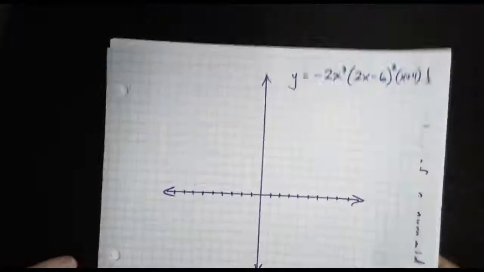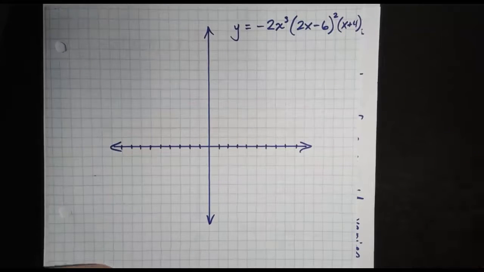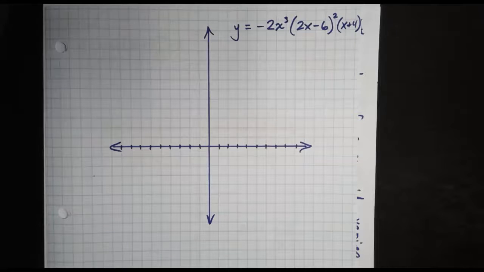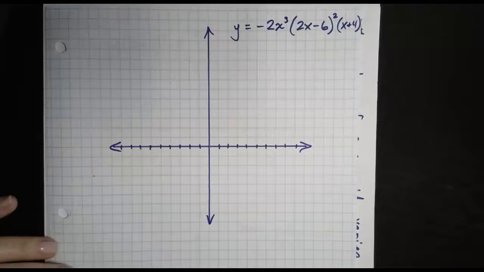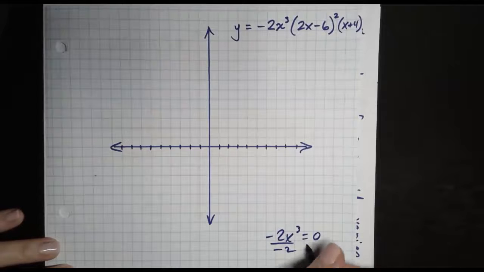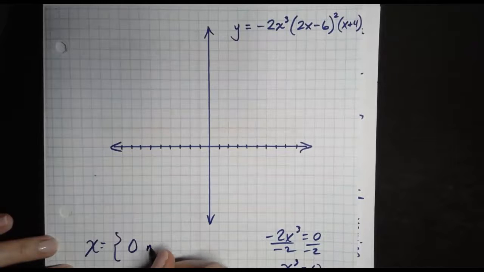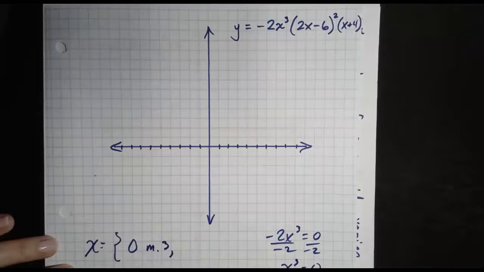Next, we're graphing. So here we've got a factored function. Hooray, it's already factored for you. Let's just very simply, not a lot of precision necessary here, graph this given function. So first of all, if it's factored, set each factor equal to 0. So -2x cubed equals 0. That yields a triple root of 0. So x equals 0, and that is multiplicity of 3.